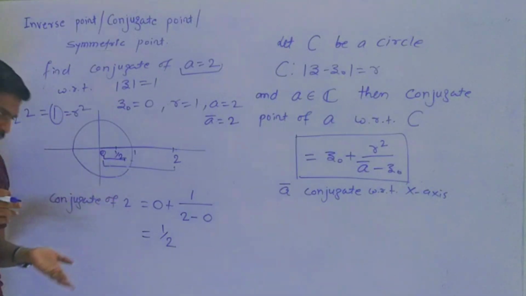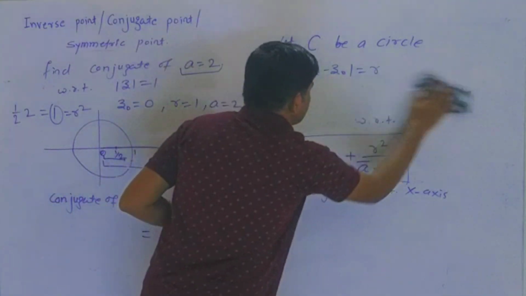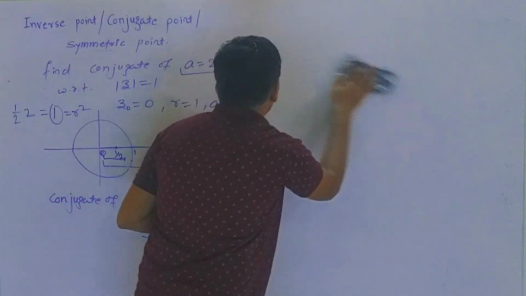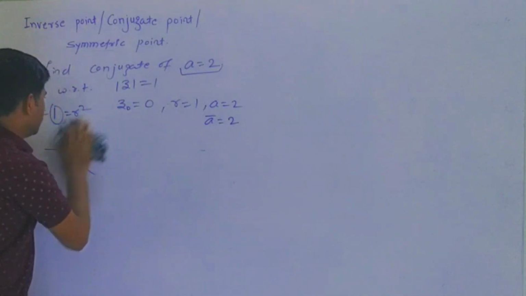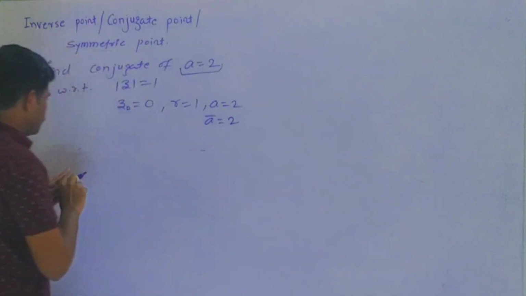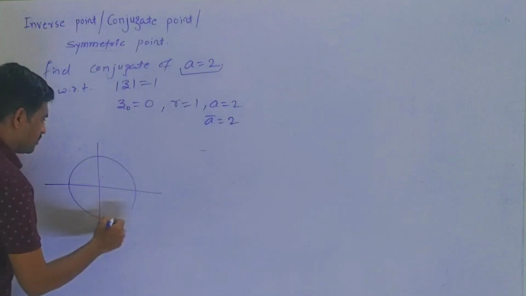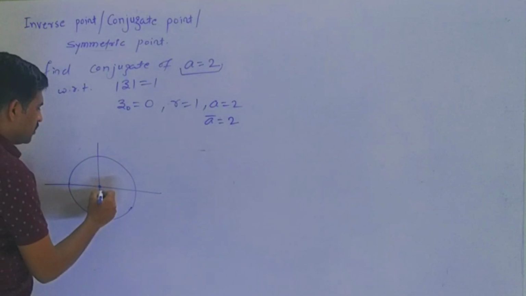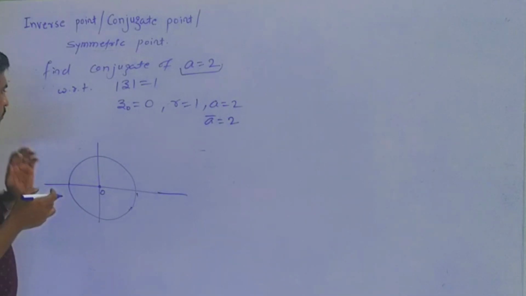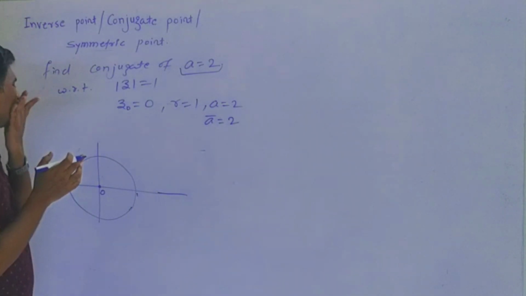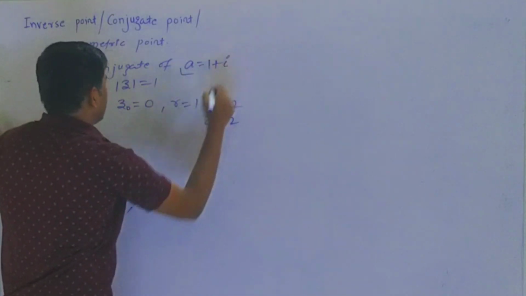You can try more examples also. We will try one more example. Suppose we take the same circle, the unit circle. This is 0, radius is 1, and tell me a point for which we have to find the conjugate. So I just take the point 1 plus I, a complex number, right?